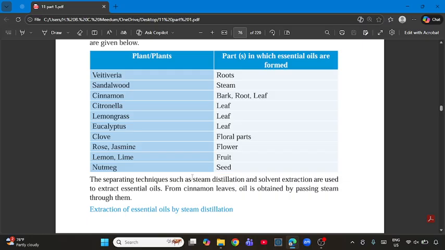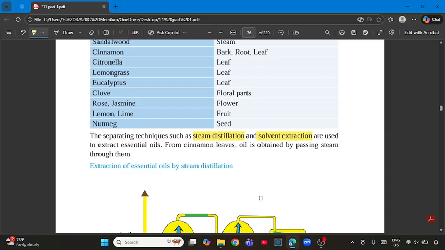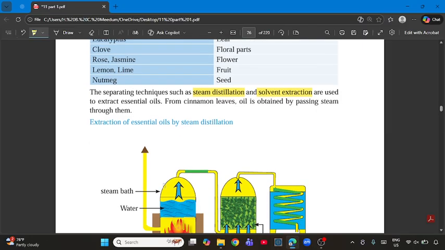These are the main methods used to extract essential oils. What did we use for salt extraction, children? For salt extraction we used evaporation and crystallization. For essential oil extraction, solvent extraction and steam distillation. From cinnamon leaves, oil is obtained by passing steam through them.